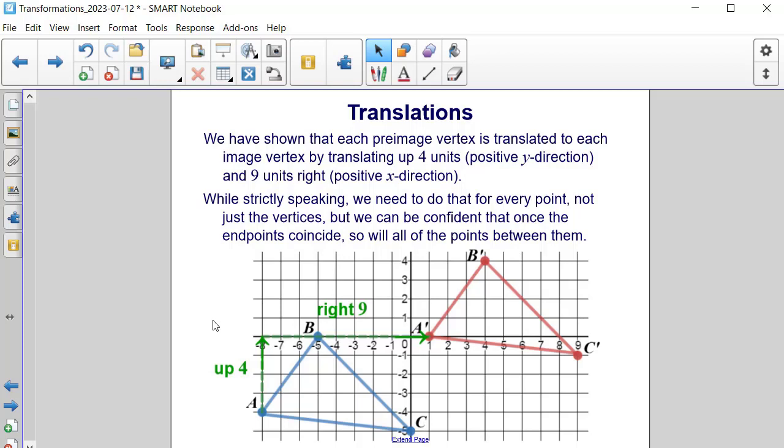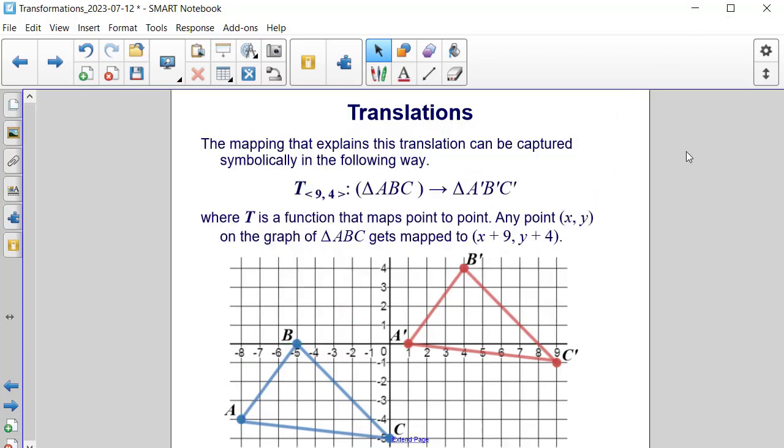So we have shown that each pre-image vertex is translated to each image vertex by translating up 4 units in the positive y direction and to the right 9 units, or the positive x direction. While strictly speaking, we need to do that for every point, not just the vertices, we can be confident that once the endpoints of the segments coincide, so will all of the points in between them. The mapping that explains this translation can be captured symbolically in the following way.